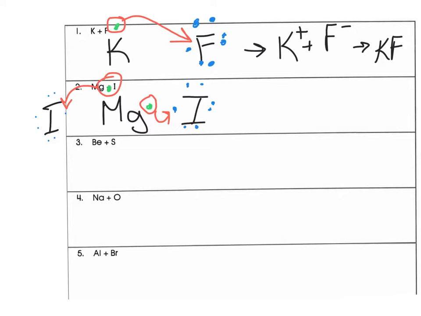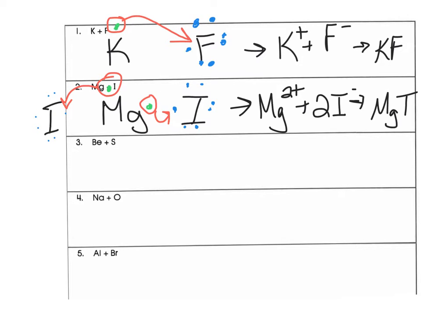So this time it took 1 magnesium and it lost 2, so it has a 2+ charge. But it took 2 iodines that each gained 1 and each had a -1 charge. So when you write the compound, it looks like Mg and then I with a 2 subscript indicating that it took 2 iodines to neutralize them.